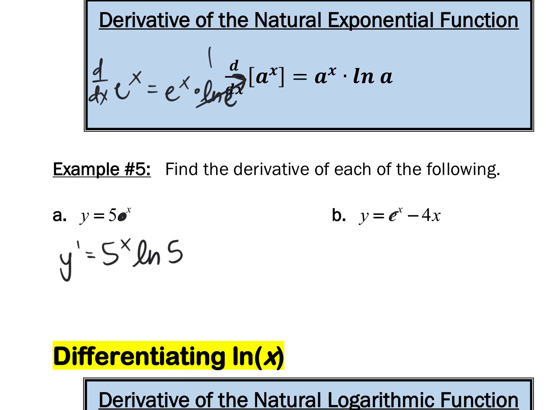Okay, let's change this one to be 2 to the x minus 4x. Take the derivative of this. 2 to the x times the natural log of 2 minus 4.